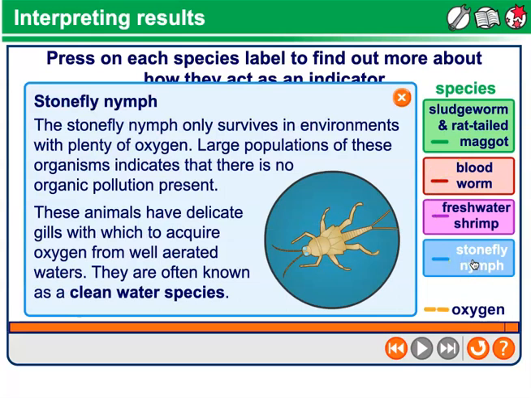And finally, the stonefly nymph. It only survives in environments with plenty of oxygen. Large populations of these organisms indicate that there is no organic pollution present. These animals have delicate gills with which to acquire oxygen from well-aerated waters, and they are often known as a clean water species.